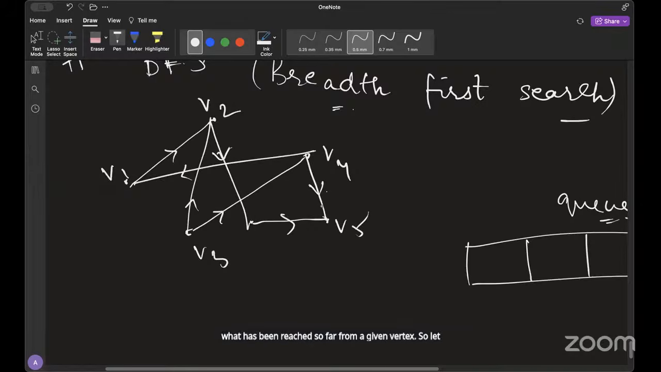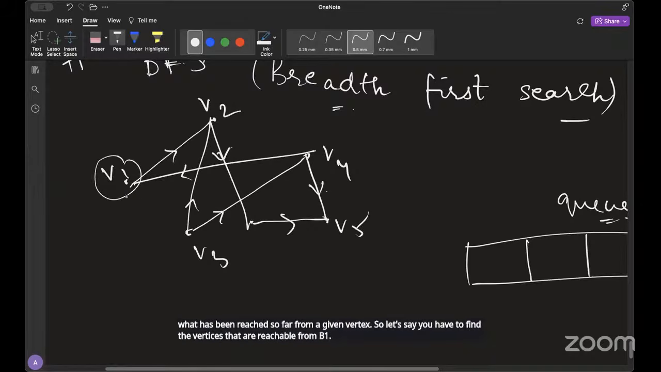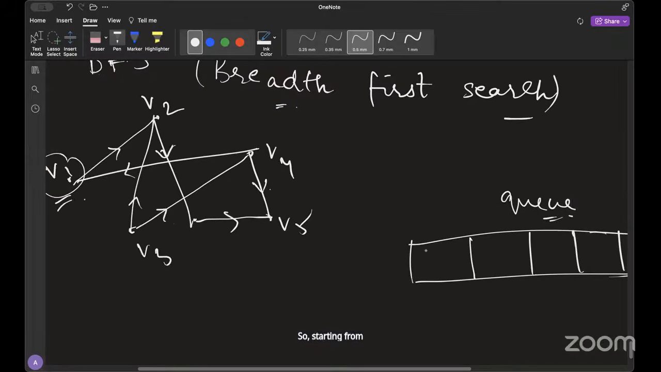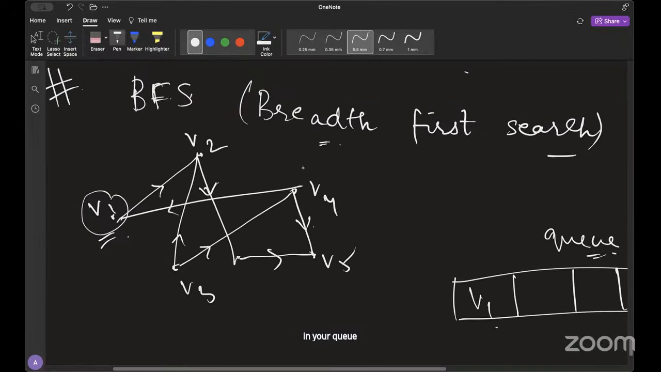So let's say you have to find the vertices that are reachable from V1. So you're starting from V1. So you write V1 here first in your queue. And breadth first simply means that you explore the entire breadth of a given vertex.